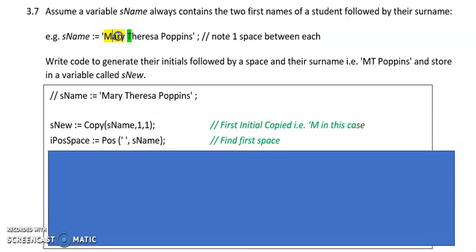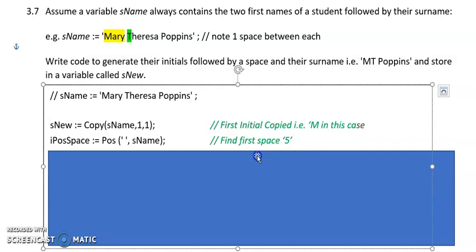M-A-R-Y is the first space. Remembering that I've already copied M for Mary into this, so this is now a 5. Okay, so 5 in this case. That obviously works for any example.